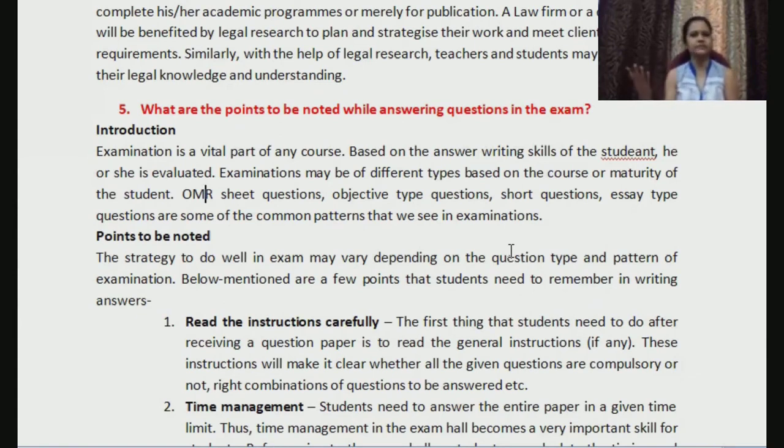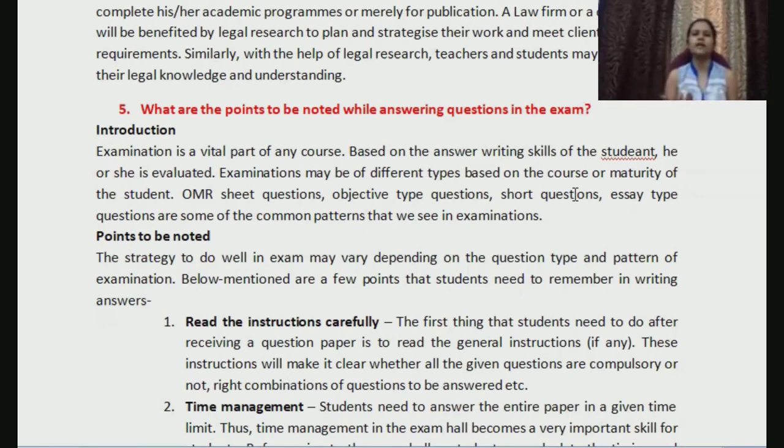In objective type questions, we just need to answer in 1 or 2 words, or maybe we need to select the correct multiple choice option. Then there may be short questions, maybe 2 mark or 5 mark questions, or essay type questions like you have in your KSLU pattern, 10-mark question, 6-mark question, or 5-mark question, right?